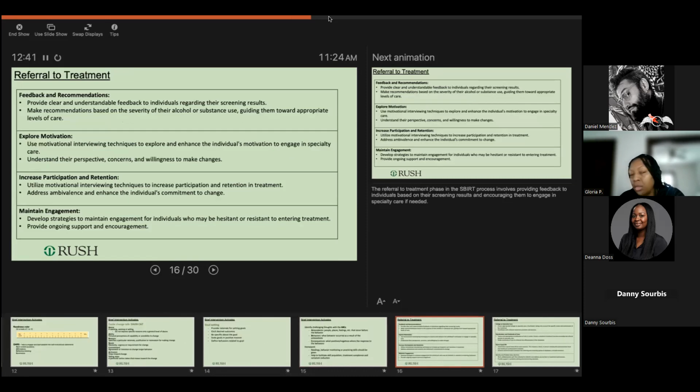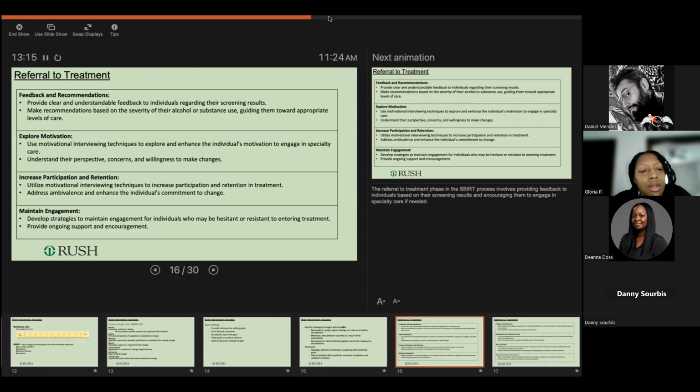Now we are on to the last part, which is referral to treatment. The referral to treatment phase in the SBIRT process involves providing feedback to individuals based on their screening results and encouraging them to engage in specialty care if needed. You'll start with feedback and recommendations. You'll provide clear and understandable feedback to individuals regarding their screening results. You'll make recommendations based on the severity of their alcohol or substance use, guiding them towards appropriate levels of care.